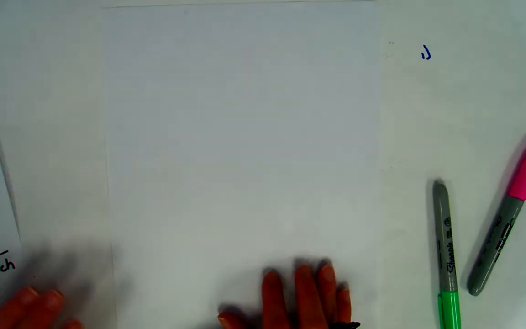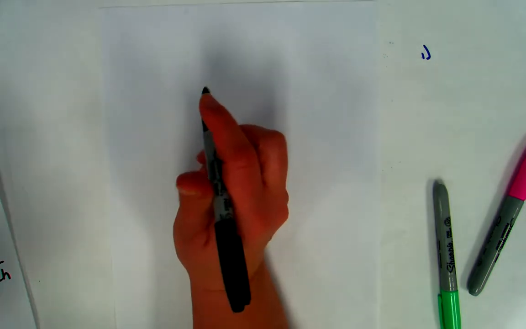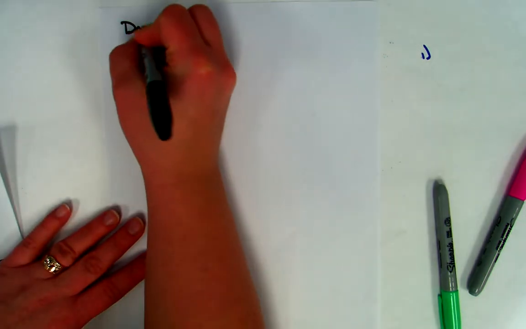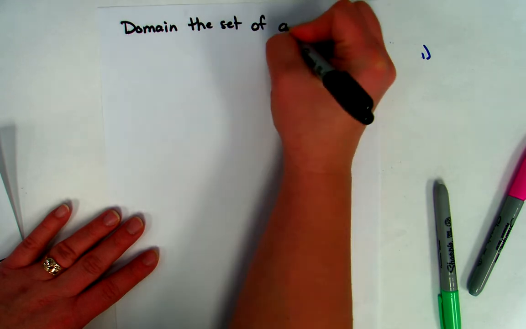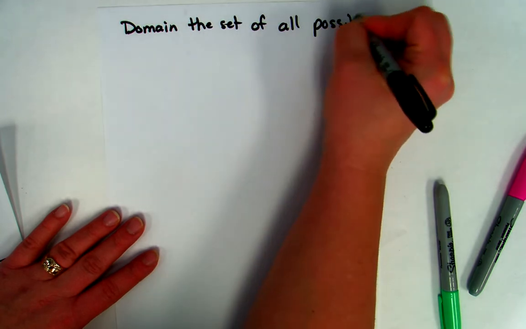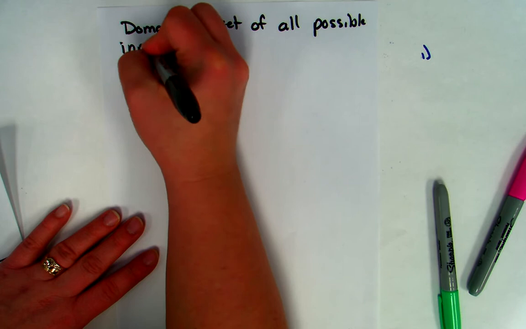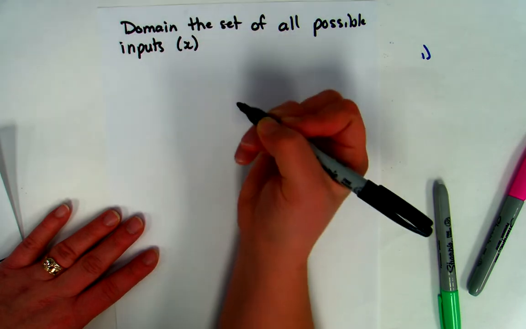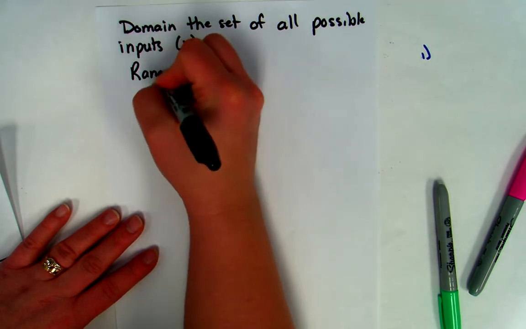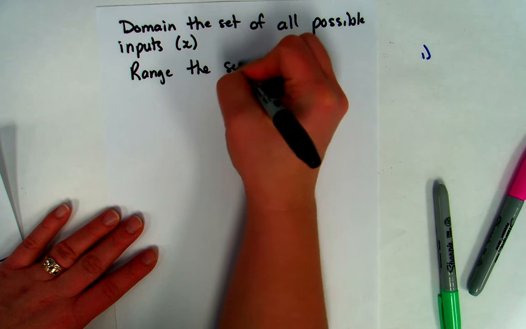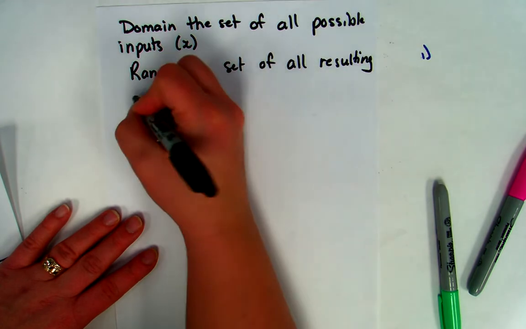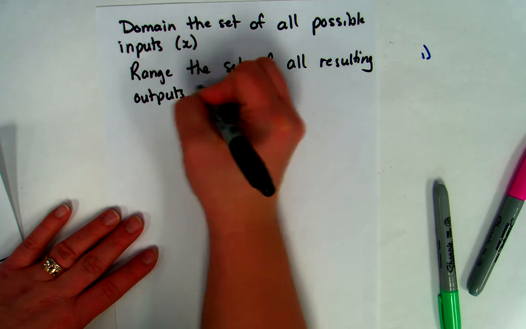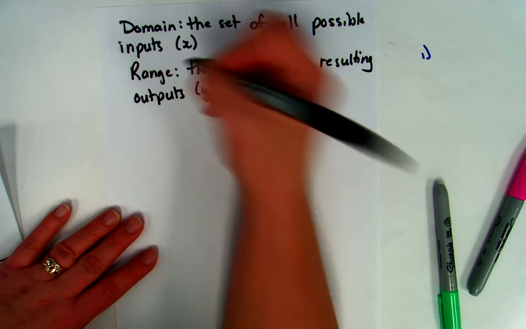An important concept when it comes to function, and I'm going to go back to that pay one in a second, is the idea of domain and range. So domain is the set of all possible inputs. So those are our x values. And then the range is the set of all resulting outputs, which are our y's. So those are two definitions.